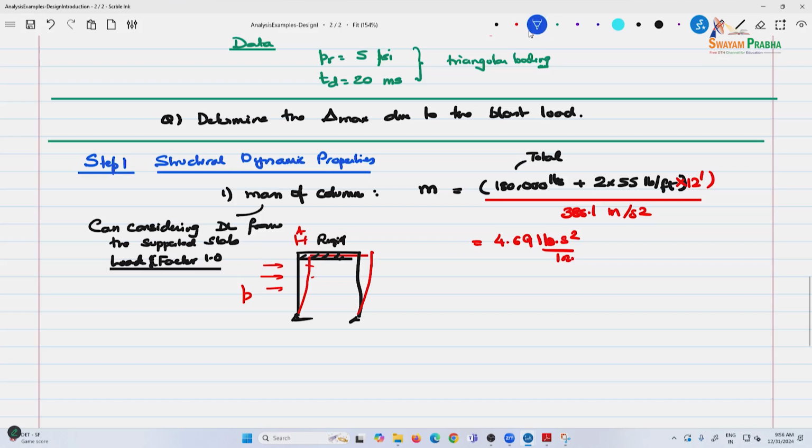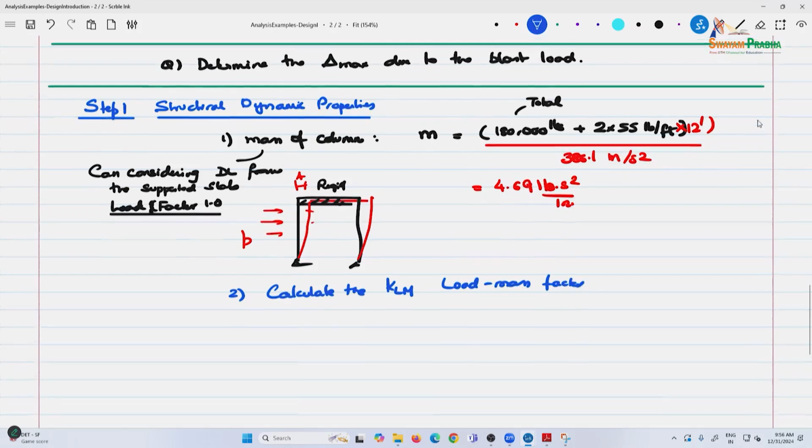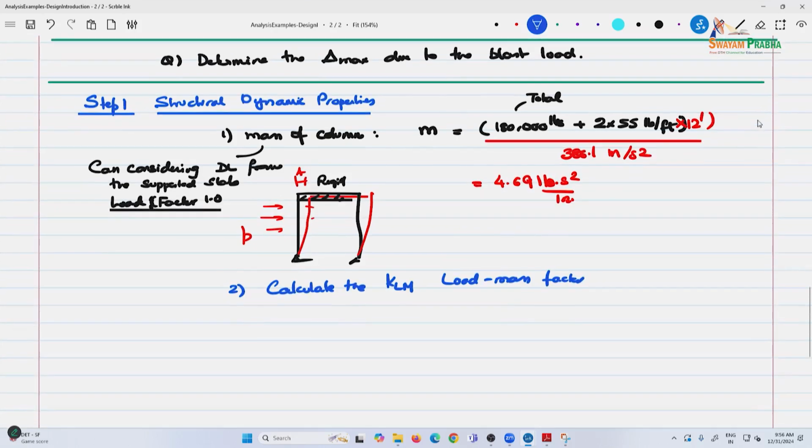Then we calculate the load mass factor. From what we presented yesterday, for a simply supported beam with a distributed load in this manner, here the load is still distributed. There are 2 options, the elastic and the plastic, and KLM, elastic was 0.78, the plastic is 0.66.